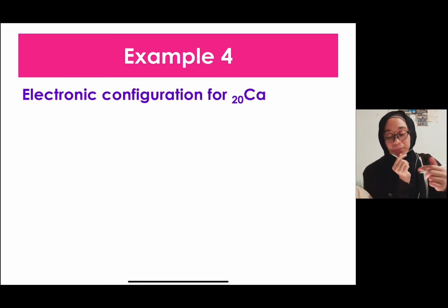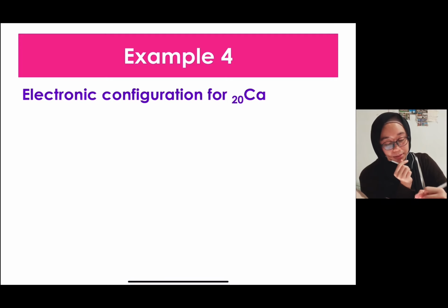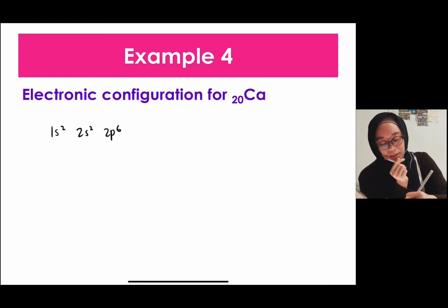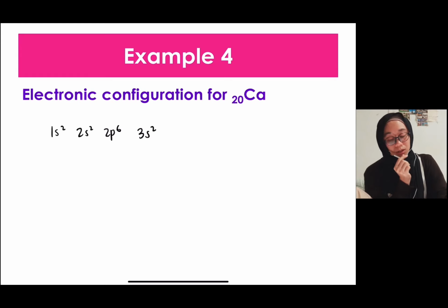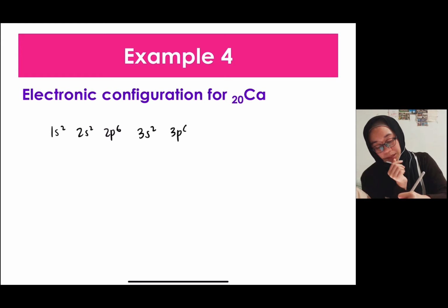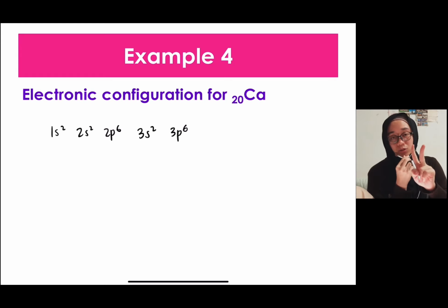So example 3 pula kita ada calcium. So calcium is with 20 proton, therefore 20 electron. So SPDF notation, Mr. tulislah, lukislah 1s2, 2s2, then 2p6, dan kita ada 3s2. So now kita dah ada 12 elektron, ada lagi baki 8 elektron. So maksud sini ada 3p6. Okay, so we are left with another 2 electrons.